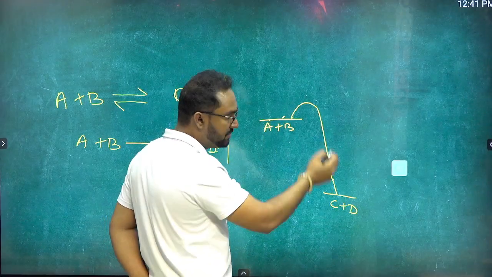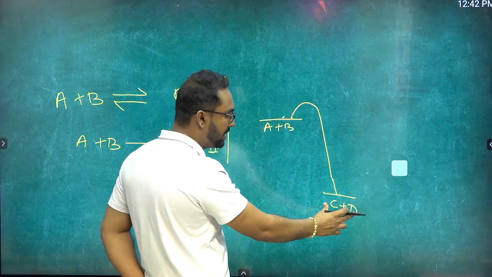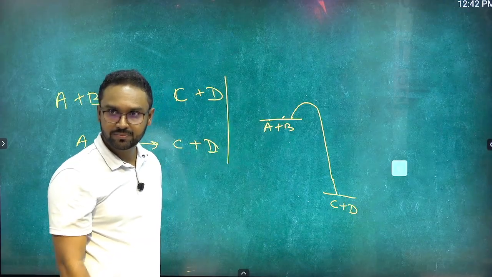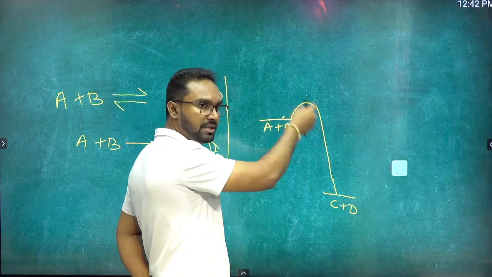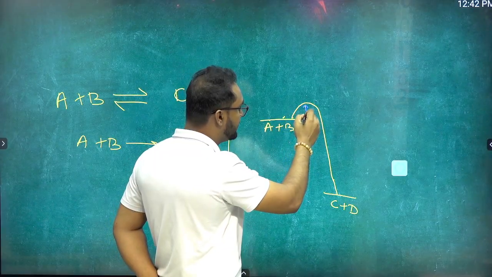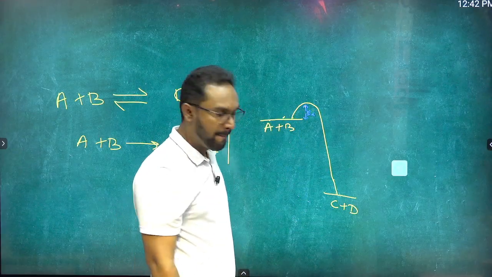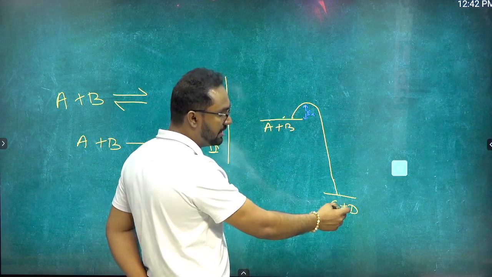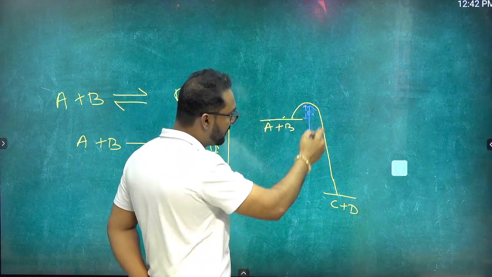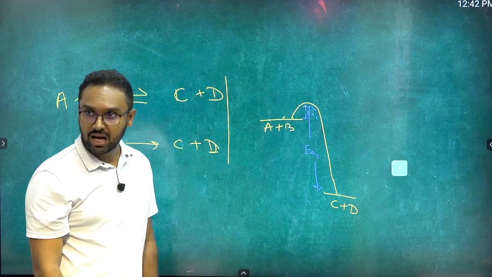A plus B, the reactant, becomes C plus D, the product. And this is the backward reaction: C plus D, the reactants, become A plus B, the products. You get it? This is the forward reaction, and this is the backward reaction. If you take the forward reaction, A plus B, the activation energy is this much, EA. That's really small, right? But the backward reaction, C plus D converting into A plus B, that is this one, isn't it? That is really high.